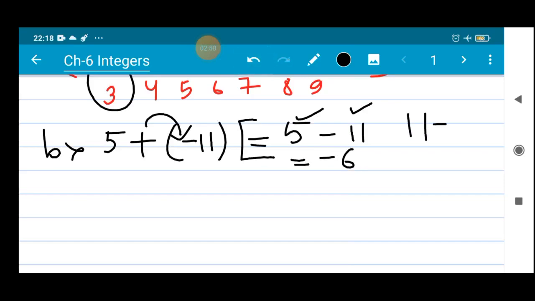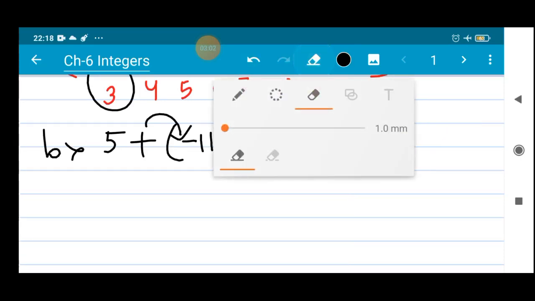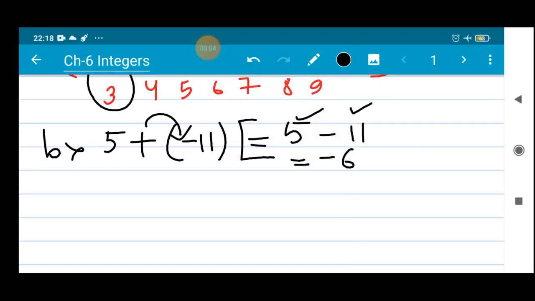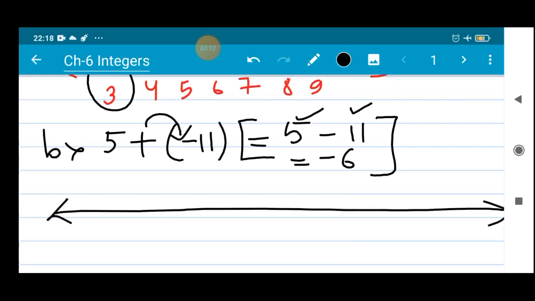Suppose it was like this, 11 minus 5, it is 6. Why not minus 6? Because 11 here is carrying a positive sign. But in this case it is minus 6, because 11 is a greater number and in front of 11 there is a negative sign. That's why the value is minus 6. So without doing the calculation, you have to get the minus 6 with the help of a number line.